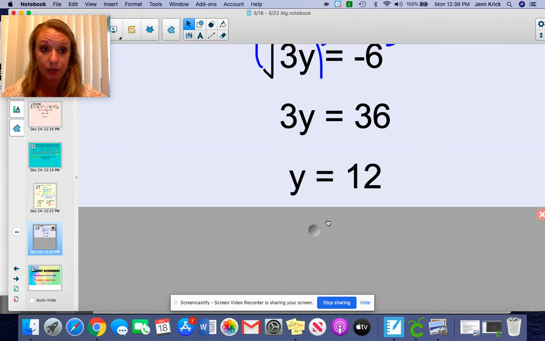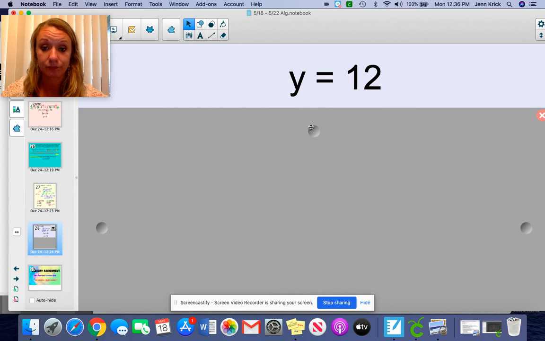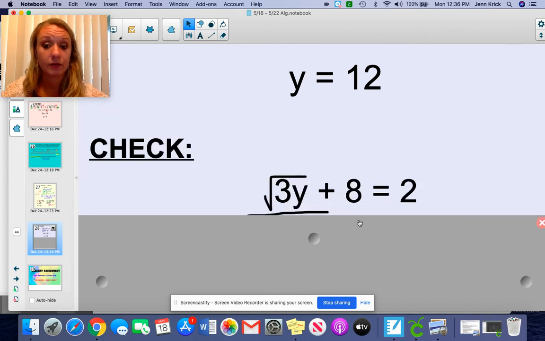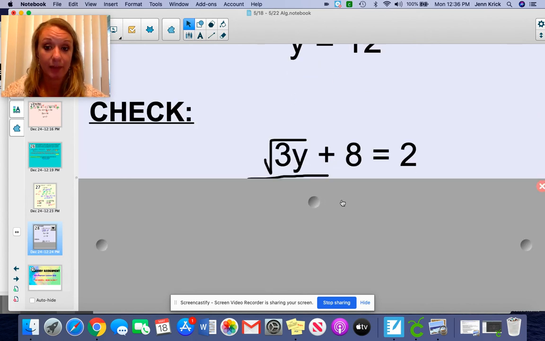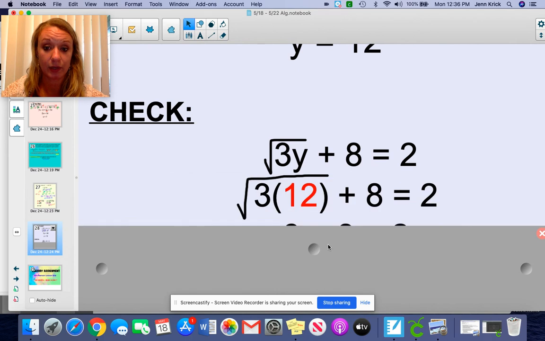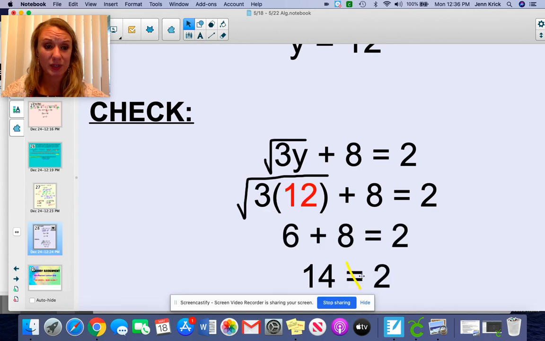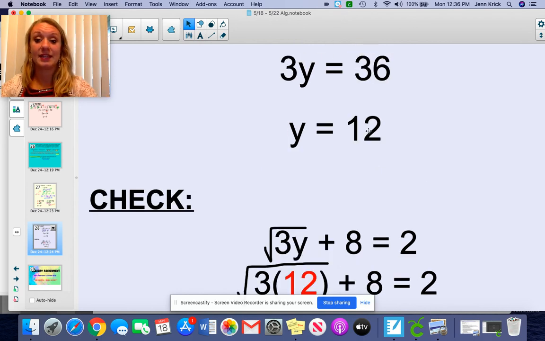You have to put it back in to test it. Here's the original equation. I'm going to take out my y, and I'm going to plug in a 12. When you do that, you get the square root of 36, which is 6. 6 plus 8 equals 2. Does 14 equal 2? No. That means that this 12 is extraneous. There are no real solutions for this equation. There's nothing. 12 is extraneous.